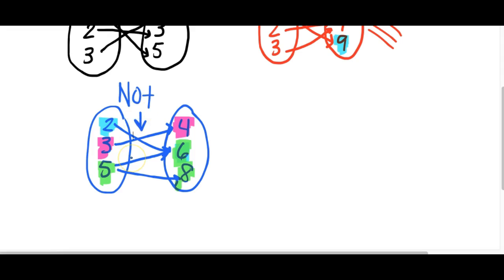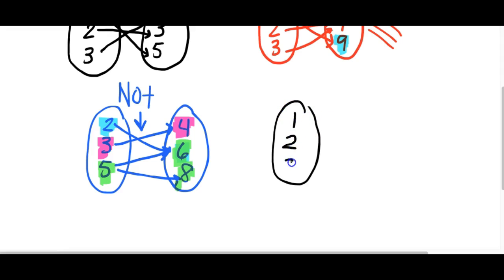This is not a function because 2 was fine. 2 had its own single output. 3 had its own single output. 5, however, had 6 and 8, which is not going to work. Okay, so let's look at another one.